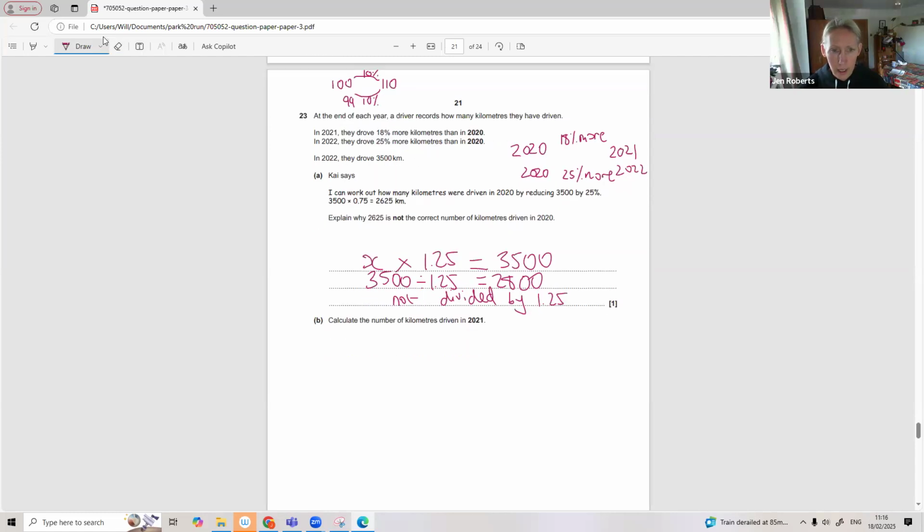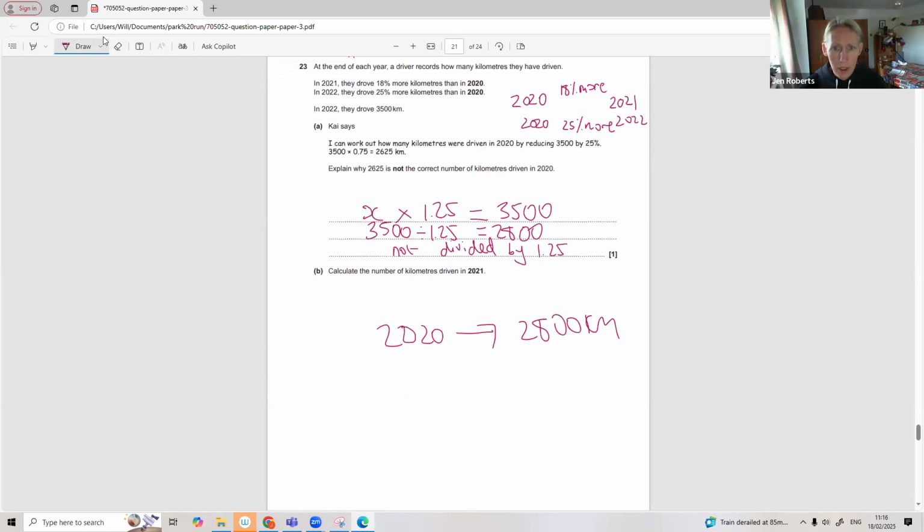So I've shown here that actually in 2020, he's travelled 28,000 kilometres. So what would it be in 2021? Well, we need to increase this by 18%. You could find 18% and add it on. I'm going to do it using multipliers. If you increase it by 18%, you're finding 118%. Change it to a decimal, 1.18. 28,000 times 1.18 is 33,040.